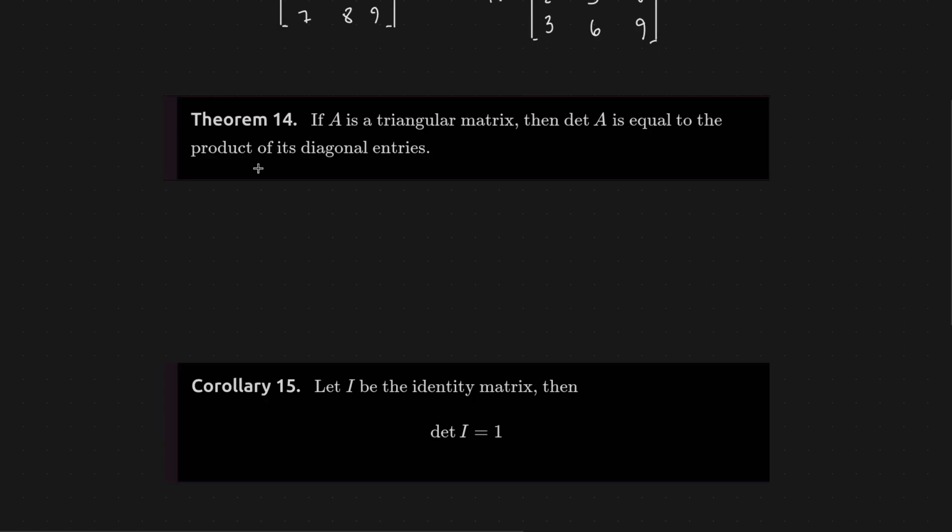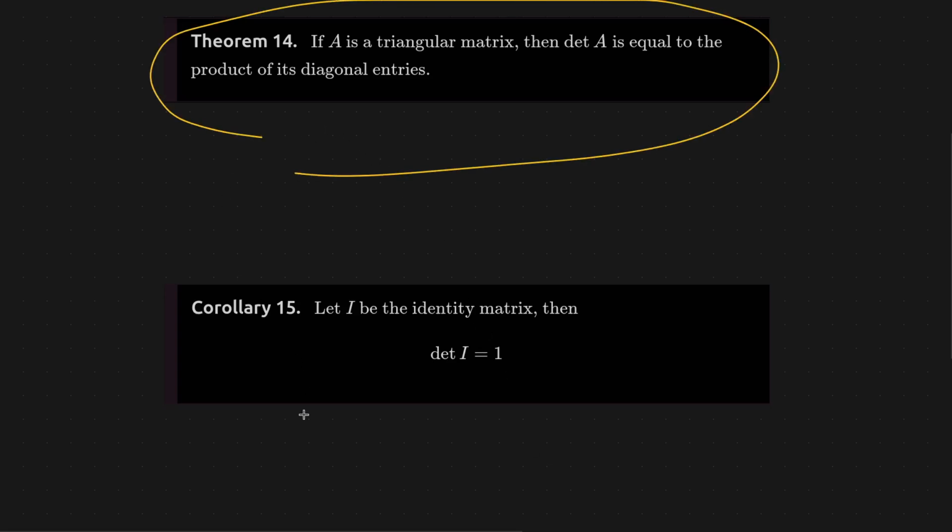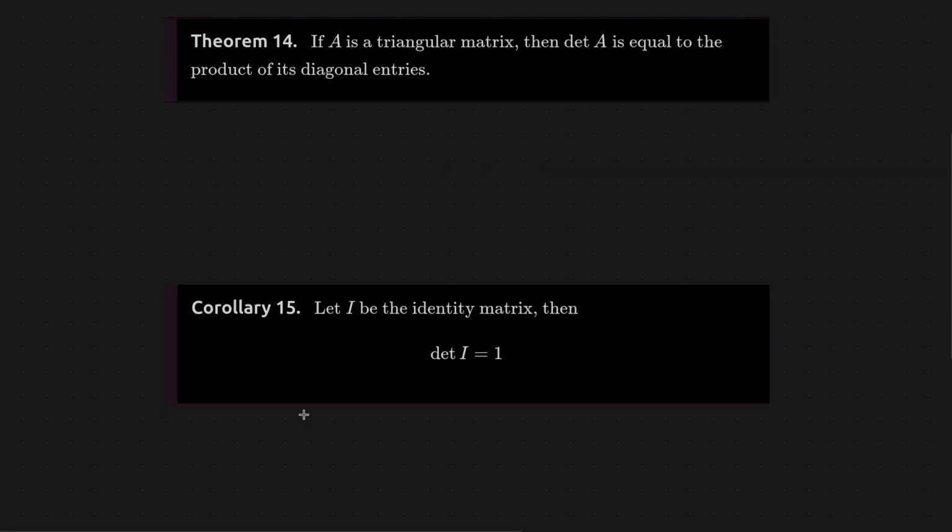Now let's talk about triangular matrices. If A is a triangular matrix, then the determinant of A is equal to the product of its diagonal entries. So first off, what is a triangular matrix? There's two kinds of triangular matrices. A lower triangular matrix.